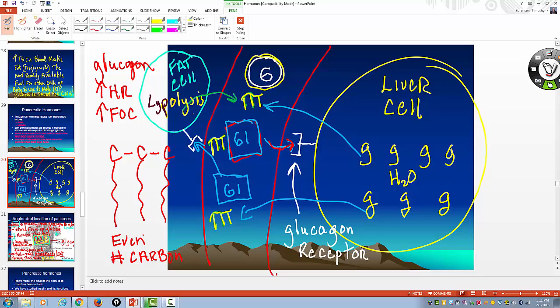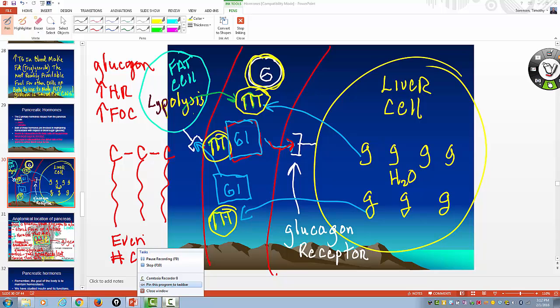So remember that the other cells of the body can use triglyceride to make ATP. The only fuel the brain can use is glucose. So the other cells will use the fat, and you will save the glucose that you broke down from glycogen in the liver to fuel your brain. That, ladies and gentlemen, is the functions of glucagon.